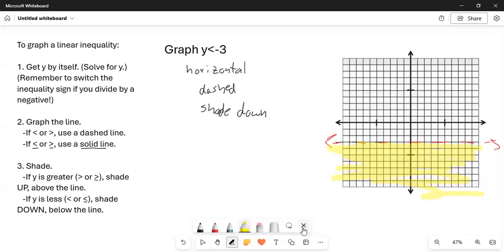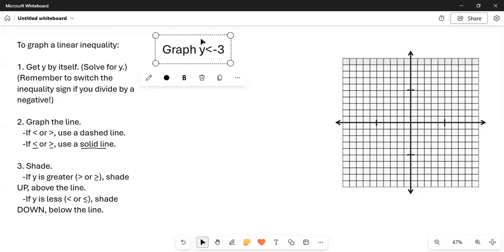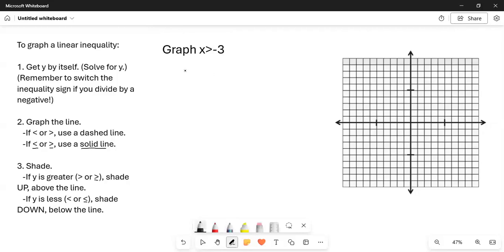Okay, one last example, and then let's call this a video. We're going to graph x is greater than -3. So wait, it's just an x, there's no y's. That means it's going to be a vertical line. It's going to be dashed. So let's do that. Let's draw a dashed vertical line at x equals -3. Go to -3 on your x-axis. Make a vertical line.